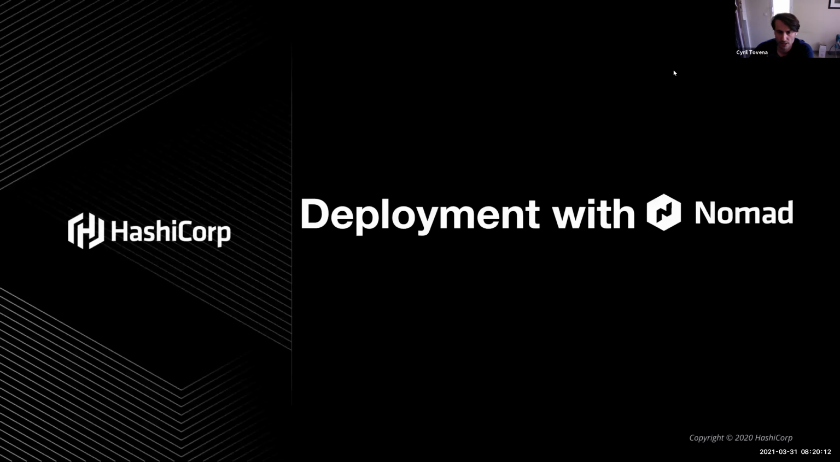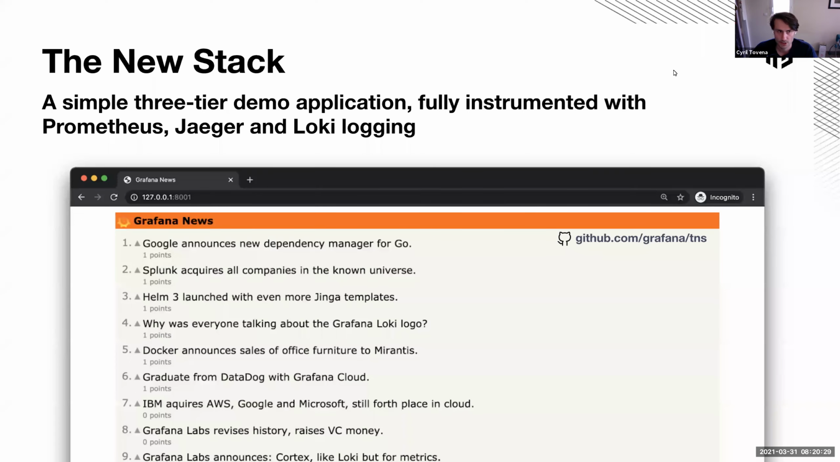All right, let's see how we can apply that to Nomad. Everything that I've prepared for this demo is going to be available on my GitHub, so you can try this directly at home. We're going to deploy an application named the New Stack. It's a simple three-tier application. There's a front end, a database, and a web app. All of this is instrumented with Jaeger, Prometheus, and Loki. And again, this project is available online if you want to try it out.